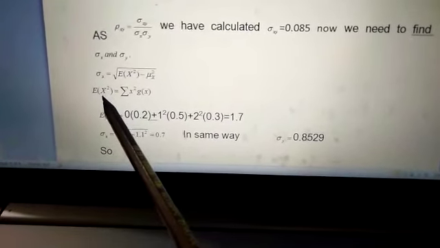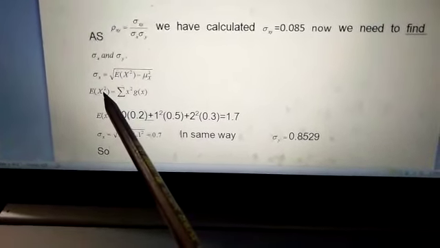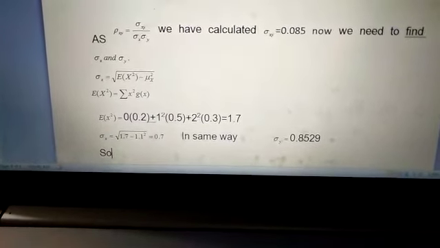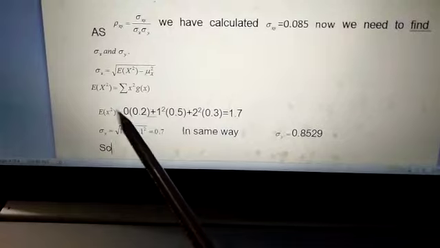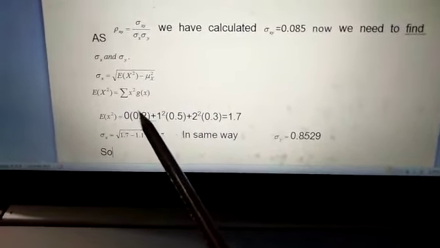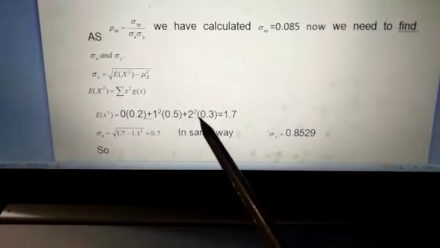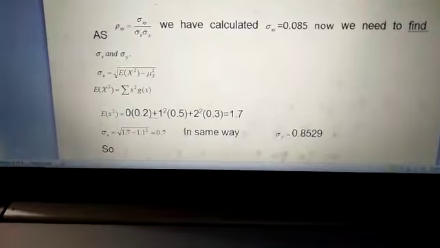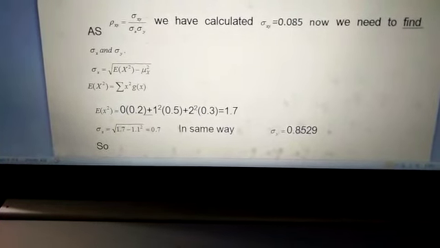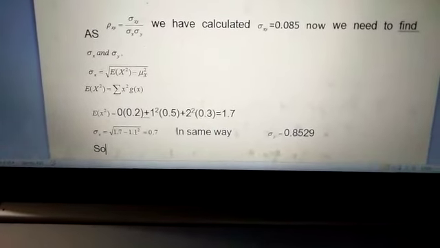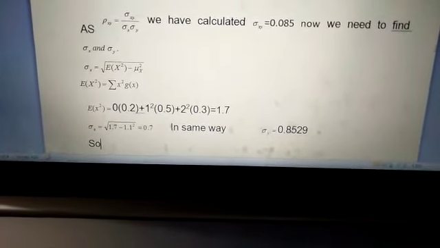So here we need to calculate the expectation of x square, that is the summation of x square into g of x, using the values of x and their marginal probability. 0 into 0.2, 1 square into 0.5 plus 2 square into 0.3, the answer is 1.3. This expectation of x square is obtained using the above joint probability distribution function.